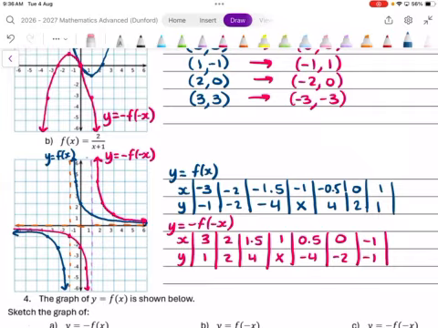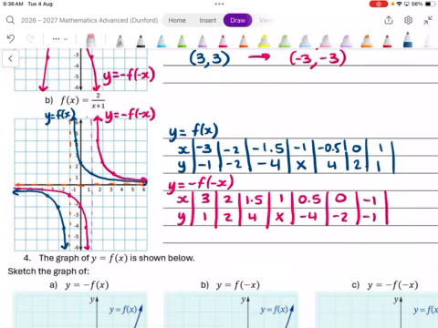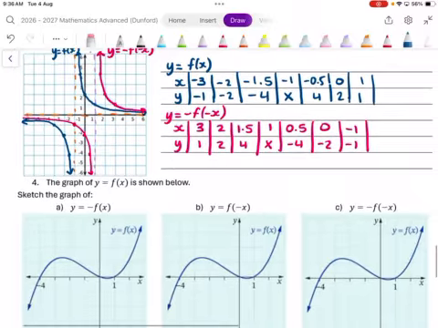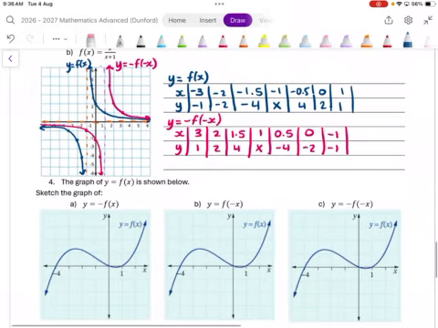Okay. The last thing you're going to do on your own, okay, but we have it all set up for you so that it's sort of like you checking in that you understand what's happening with this. So what you're going to do is we have the graph of y equals f of x shown below. We want to sketch the graph of y equals negative f of x, y equals f of negative x, and y equals negative f of negative x. Now that last one is all of them combined.